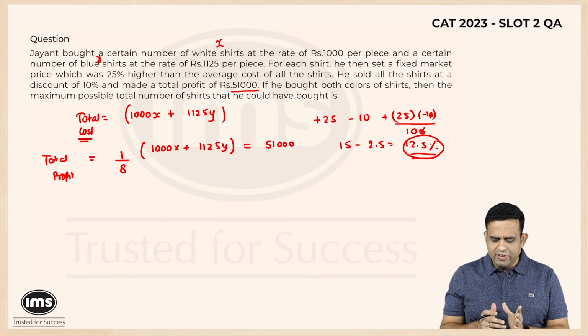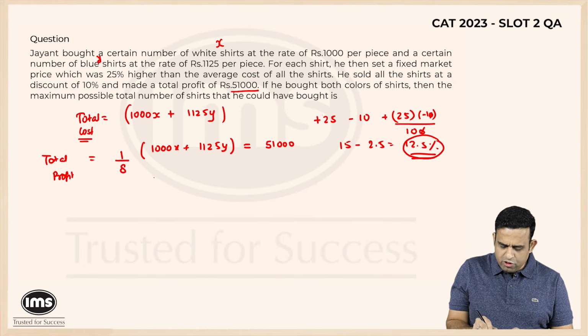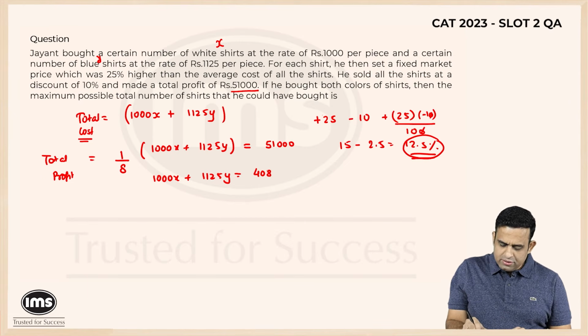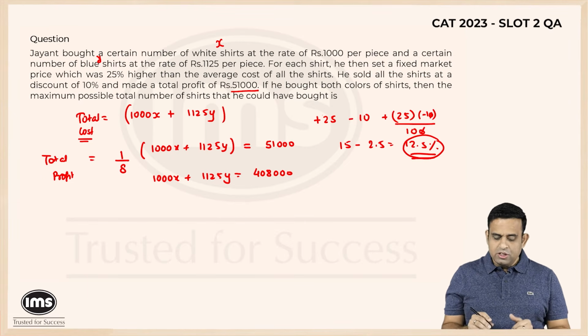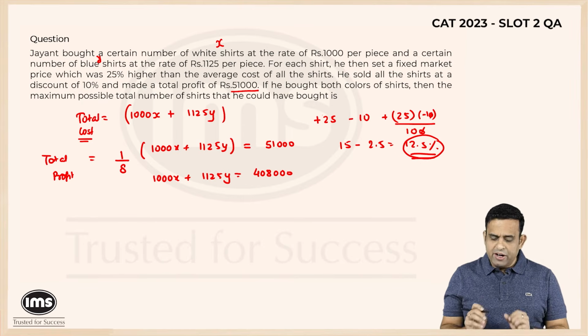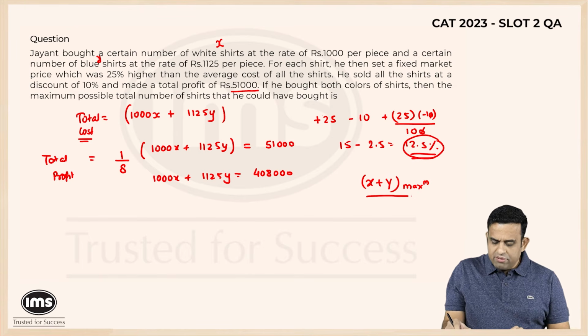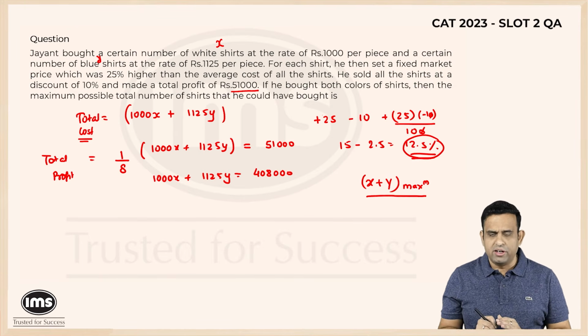But fine, suppose I just cross multiply by 8 first of all. One gets 1000x plus 1125y is equal to 51 into 8, which is 408,000. Now please note, the target for you is to maximize x plus y. This needs to be maximum. Again, we have different ways in which you can solve this particular question.